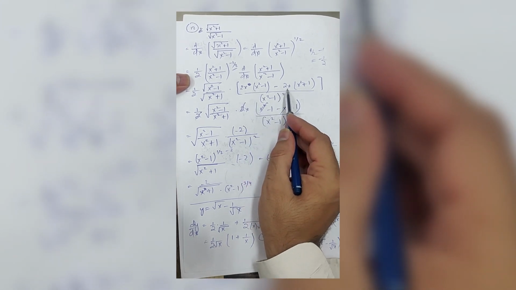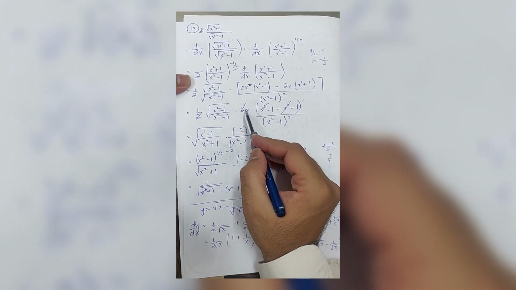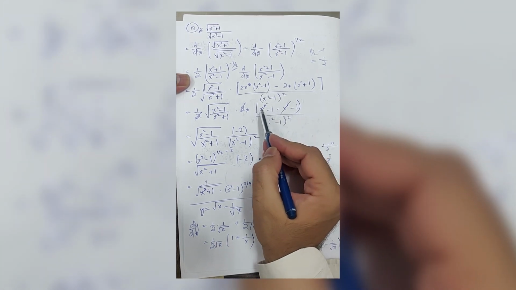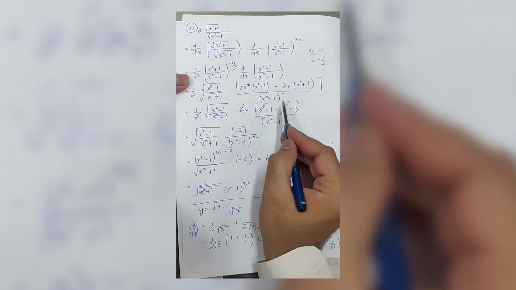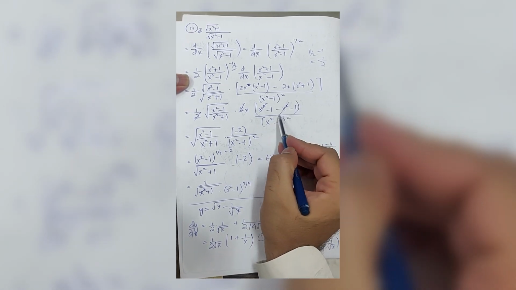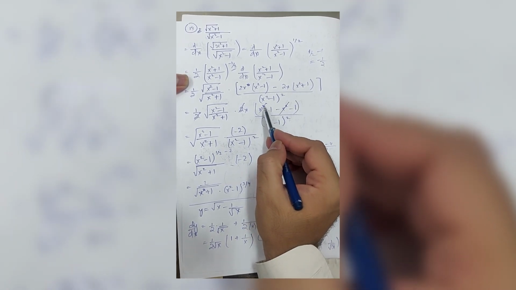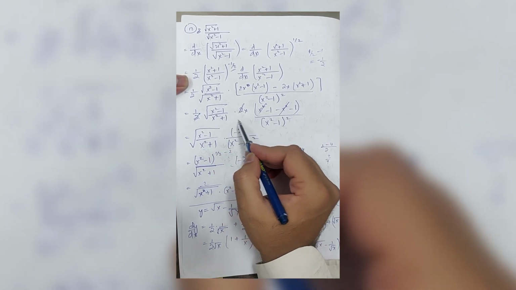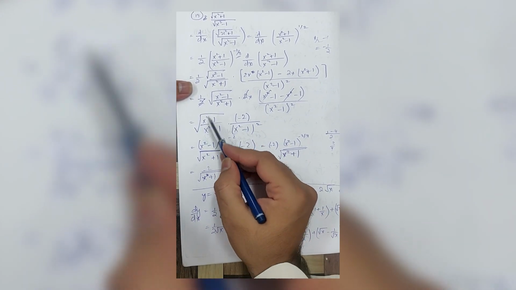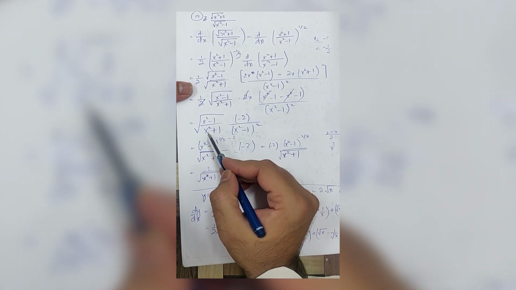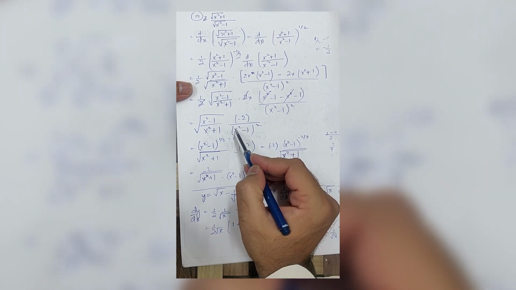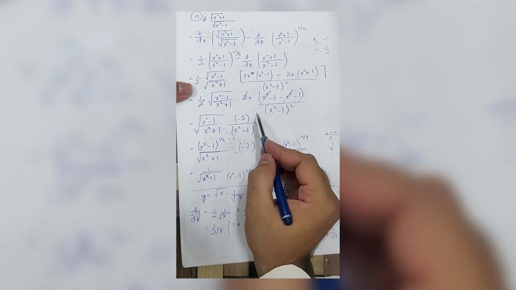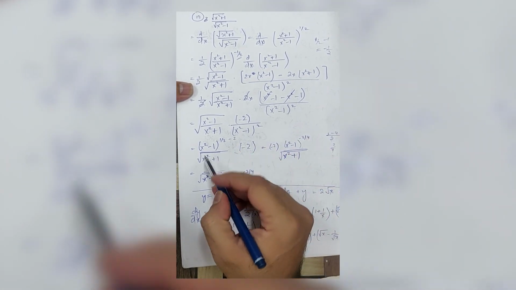I've taken this 2x common and 2x common, and the rest of the expression becomes x squared minus 1, minus x squared minus 1. So this x squared cancels out with this one, and this 2 cancels out with this one, and simplifying further, under the root x squared minus 1 divided by x squared plus 1 multiplied by minus 2, because this minus 1 and minus 1 add up to minus 2, divided by x squared minus 1 whole square.